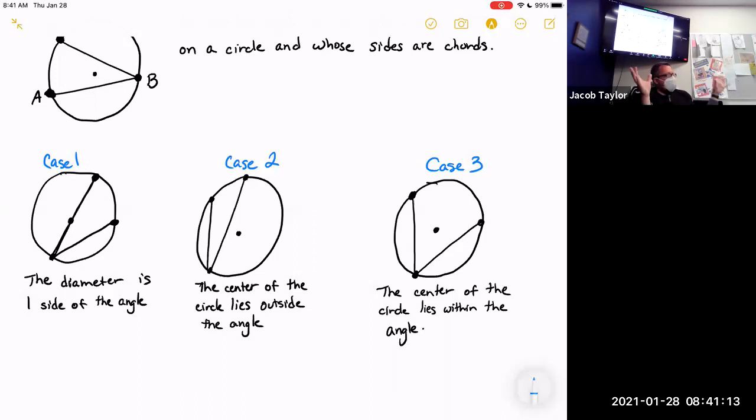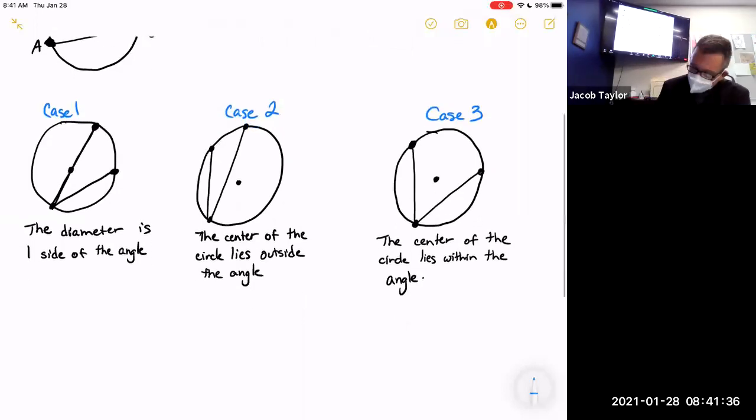So, the relationship between a central angle and the arc formed by that angle was that they were equal. If the central angle was 50 degrees, then the arc that was intercepted by that angle would also be 50 degrees. That's not true of inscribed angles. The relationship between an inscribed angle and the arc intercepted by that angle is not equal. The angle is half the arc.